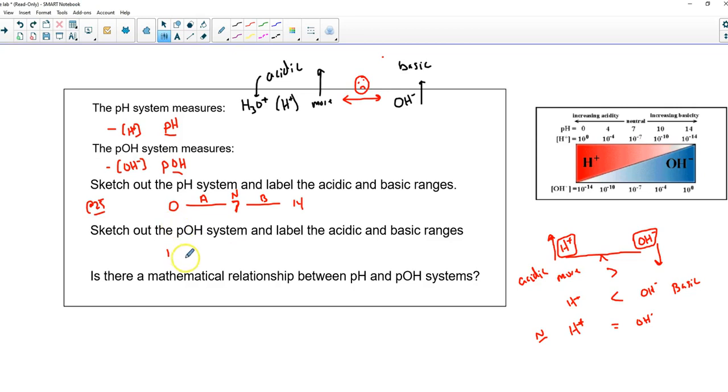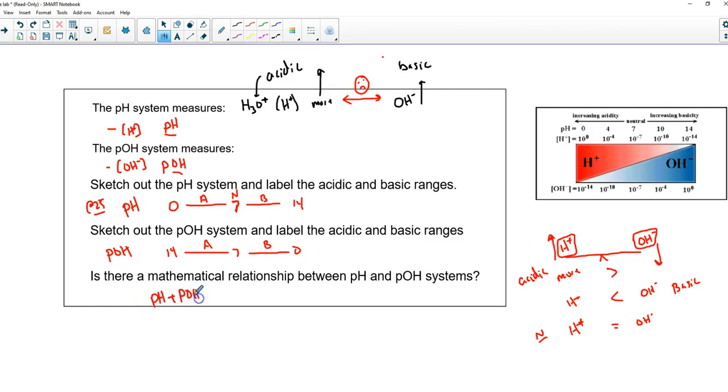All right, 14 to 7 would be considered acidic, and 7 to 0 would be considered basic. So these are both our basics. This is with the pOH scale, and this is with the pH scale. So we generally use this scale. If you measure the concentration of H plus ions, get the pH, which we'll eventually be doing, you can apply it to this scale.